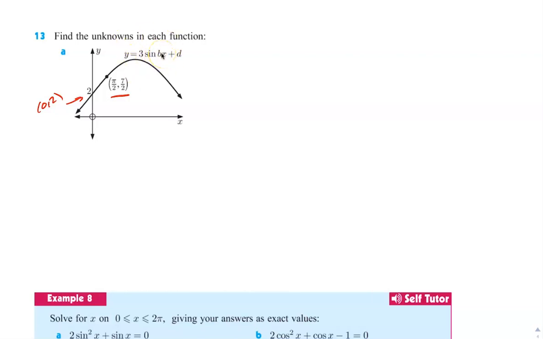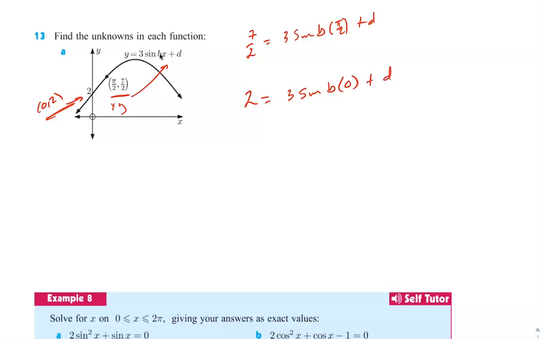So let's sub some equations. We're going to sub this into there and see what happens. Now when you sub it in, that's x and y. So y would be 7/2 equals 3 sine of b times pi over 2 plus d. And then we also sub that one in. So we're going to have 2 equals 3 sine of b times 0 plus d. And this is the one that's the key, right?